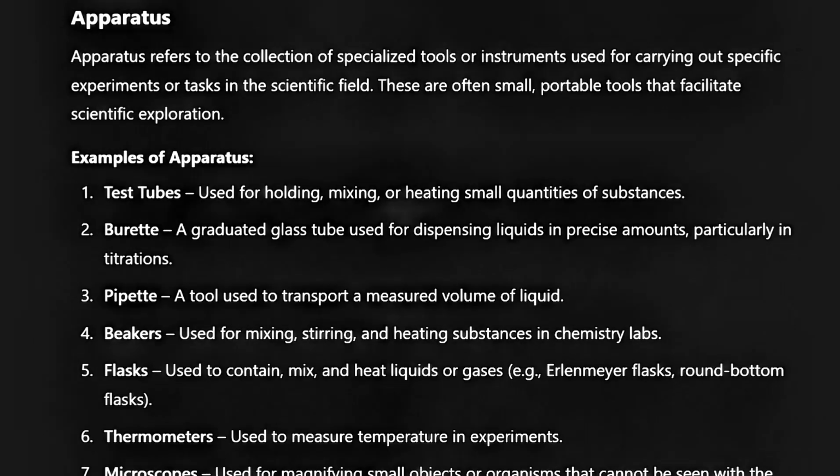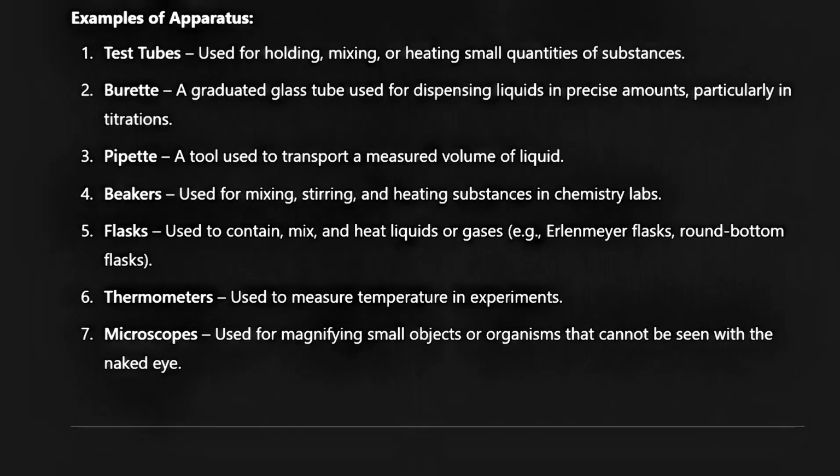Examples of apparatus. 1. Test tubes, used for holding, mixing, or heating small quantities of substances. 2. Burette, a graduated glass tube used for dispensing liquids in precise amounts, particularly in titrations. 3. Pipette, a tool used to transport a measured volume of liquid. 4. Beakers, used for mixing, stirring, and heating substances in chemistry labs. 5. Flasks, used to contain, mix, and heat liquids or gases, e.g., Erlenmeyer flasks, round-bottom flasks. 6. Thermometers, used to measure temperature in experiments. 7. Microscopes, used for magnifying small objects or organisms that cannot be seen with the naked eye.